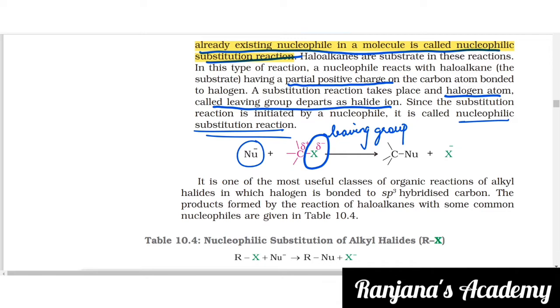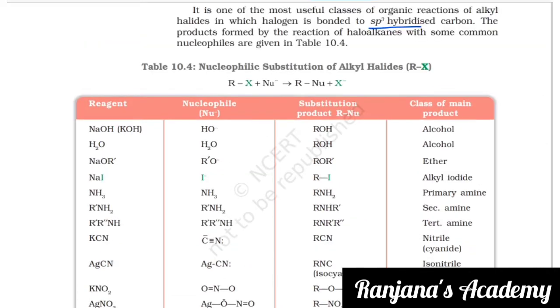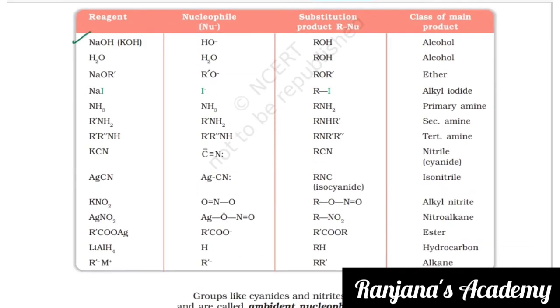It is one of the most useful classes of organic reactions of alkyl halides in which the halogen is bonded to sp3 hybridized carbon. The products formed by the reaction of haloalkanes with some common nucleophiles are given here. Students, this is the chart which is given in your textbooks where you will be discussing the nucleophilic substitution of alkyl halides. So you can see a reagent NaOH is given. What is the nucleophile you have to identify? That is OH. And the substitution product will be ROH.